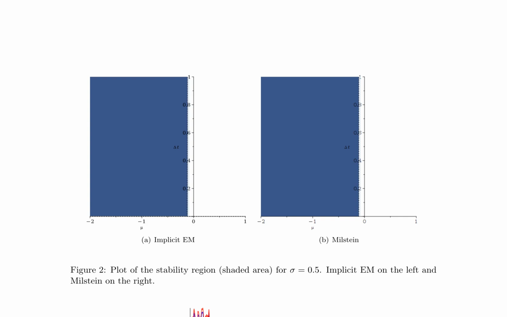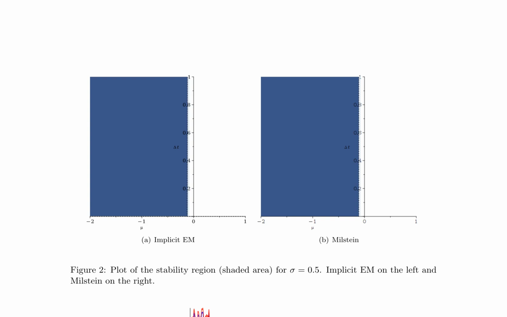The authors visually compare the stability regions of the proposed implicit Euler-Maruyama (EM) method and the Milstein method in Figure 2. The stability region, depicted as a shaded area, represents the parameter space where the numerical method remains stable. For a specific sigma value of 0.5, the implicit EM method exhibits a larger stability region than the Milstein method, indicating that it can accommodate a broader range of step sizes and noise intensities while maintaining stability. This improved stability is attributed to the implicit treatment of the drift term, which reduces numerical error amplification.